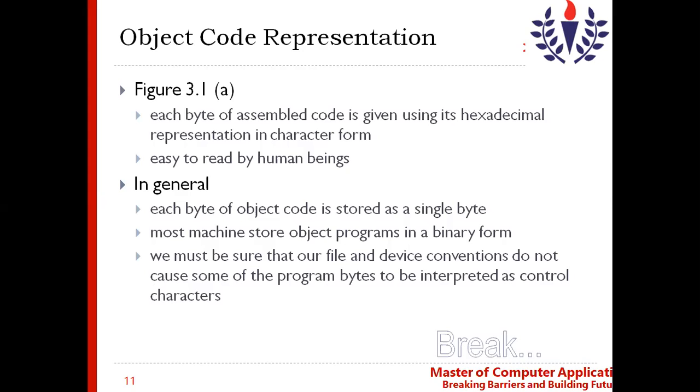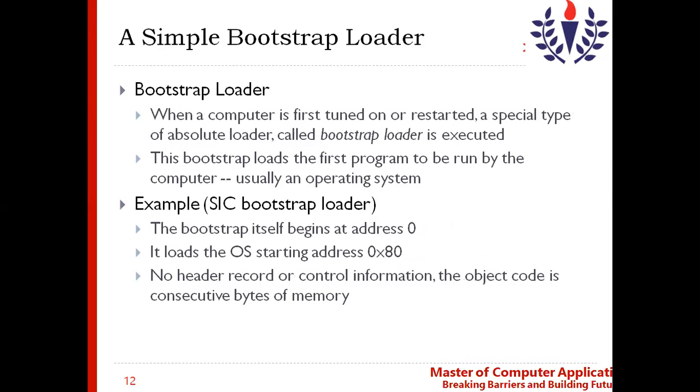It is easy for us to relate or represent in that format. That is why we use the format. Otherwise, generally each byte of the object code will be stored as a single byte, whereas here we represent each code digit as 4 bits. That is a half byte. Instead of a single byte, we represent it as a half byte for our convenience.